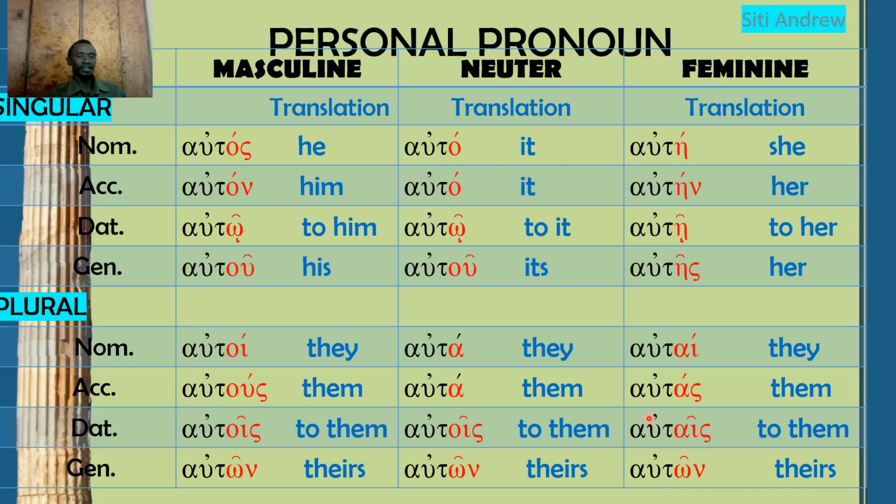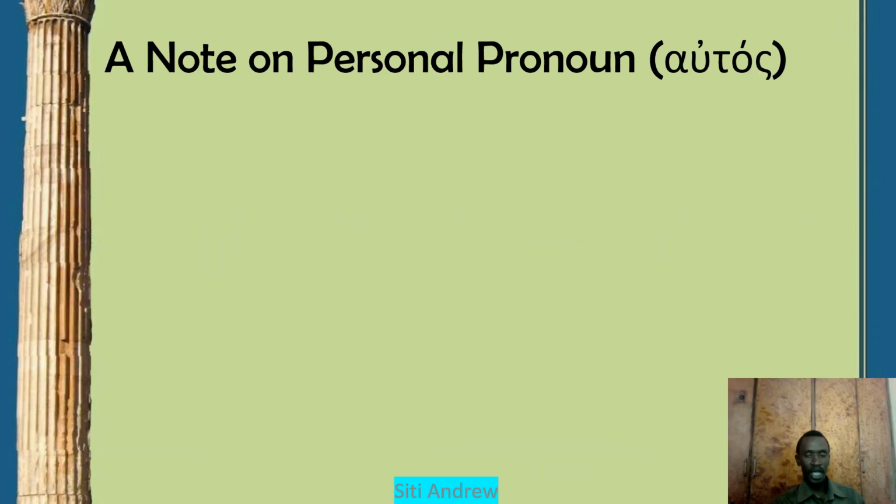So master this personal pronoun, knowing that autos is he, and then if it's neuter, it can be it, that is auto, and if it is feminine, it changes to aute, which is she. So this is a very important thing, and I hope that you master it, because you meet the third person personal pronoun all the time. So I want to give you a special note on the personal pronoun.